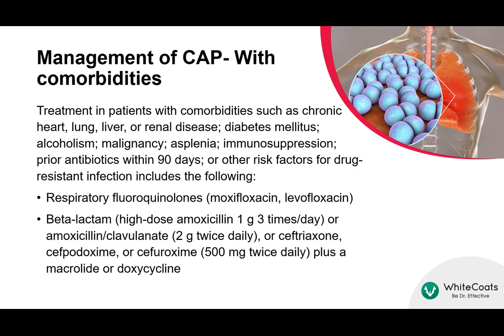Treatment in patients with comorbidities such as chronic heart, lung, liver, or renal disease, diabetes mellitus, alcoholism, malignancy, asplenia, immunosuppression, prior antibiotics within 90 days, or other risk factors for drug-resistant infection include respiratory fluoroquinolones, or a beta-lactam such as amoxicillin-clavulanate, or ceftriaxone, cefpodoxime, or cefuroxime, plus a macrolide or doxycycline.